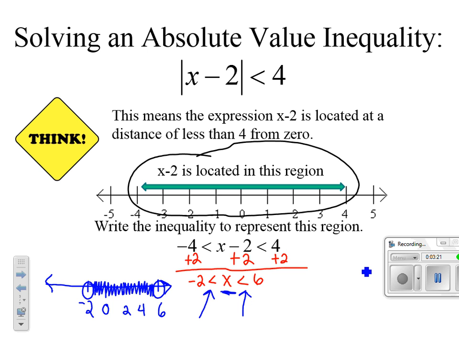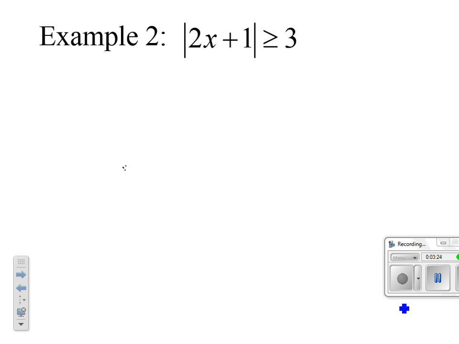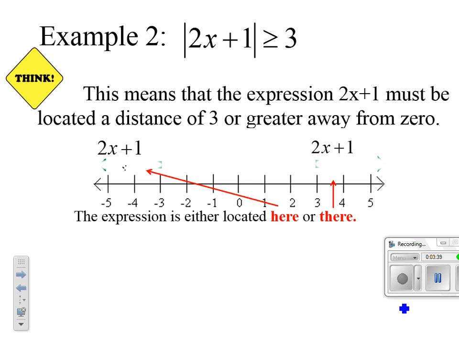Okay, now what if I change my absolute value to a greater than or equal to? So this one says the absolute value of 2x plus 1 is greater than or equal to 3. Well, let's think. What does that mean? This means that the expression 2x plus 1 must be located a distance of 3 or greater. So greater than 3 or less than negative 3. So it can be located all the way over here or there.